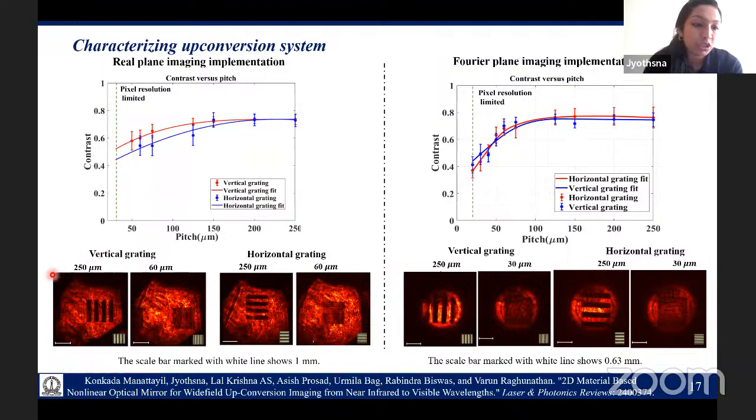In rear plane imaging, which shows the 250 micron and the 60 micron, you can see the small gratings. These are the optical images of the grating that is actually placed in the path, in the objective plane, which I showed before. So these are some of the comparisons of both upconversion imaging implementations.